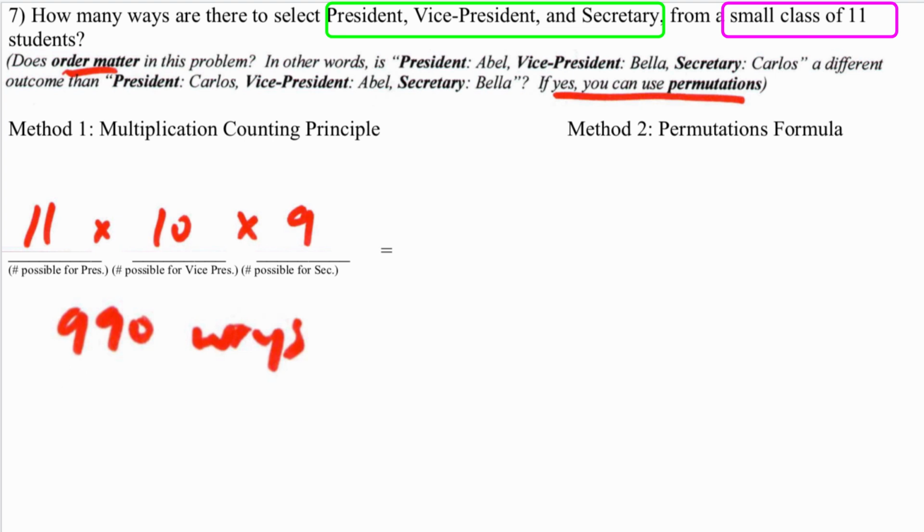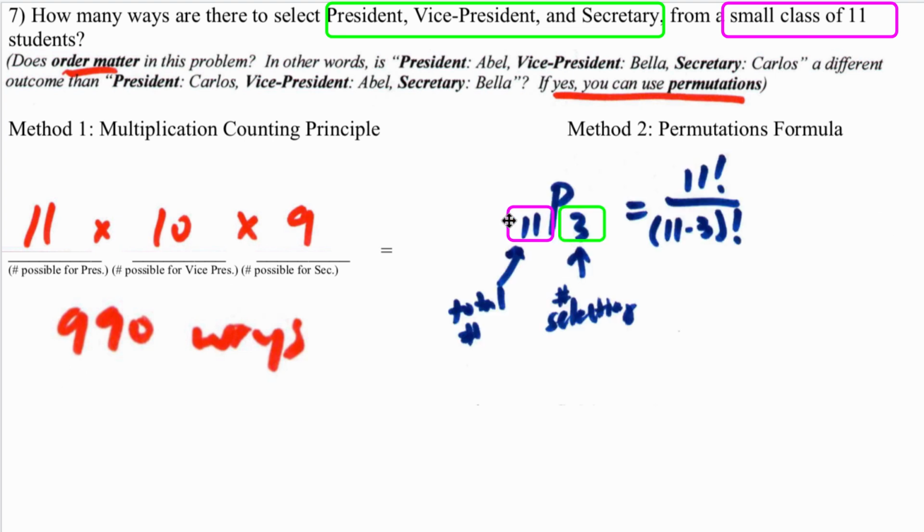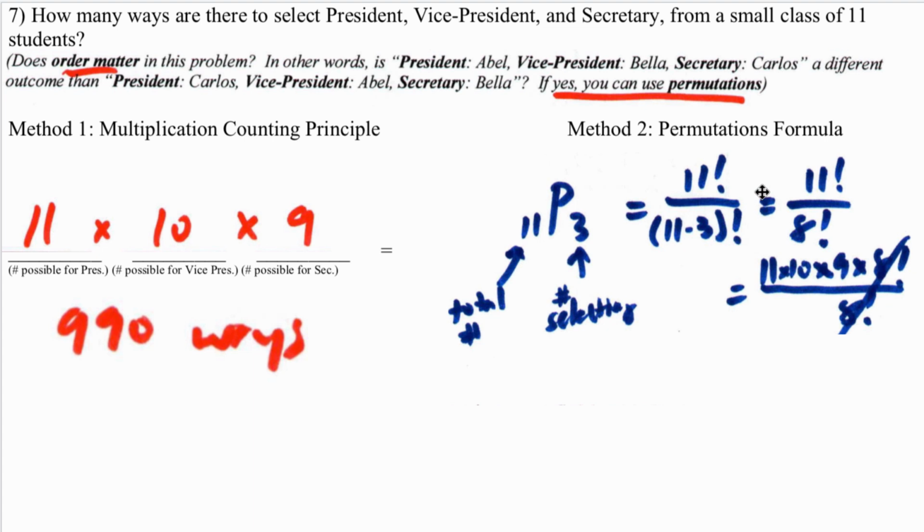The permutations formula goes something like this. We say I'm picking from 11, this is the total number, P, I'm picking 3, right? I'm picking president, vice president, secretary. And how that formula goes, you put 11 factorial on top over 11 minus 3 factorial. 11 minus 3 is 8. So it looks like this: 11 factorial in the numerator, 8 factorial in the denominator. And still that looks confusing. How is that related to this?